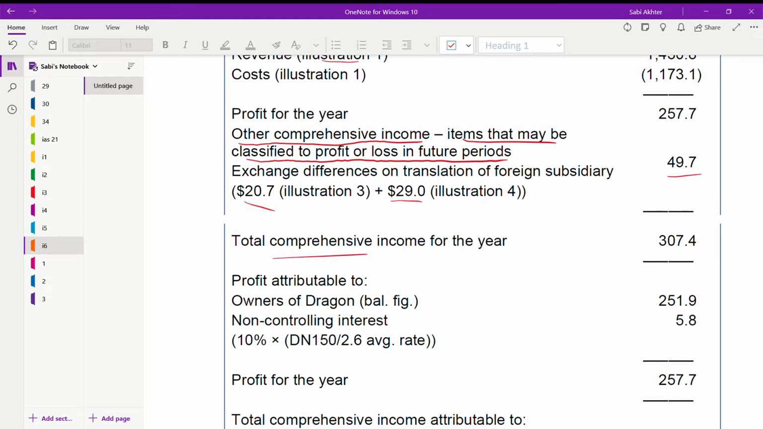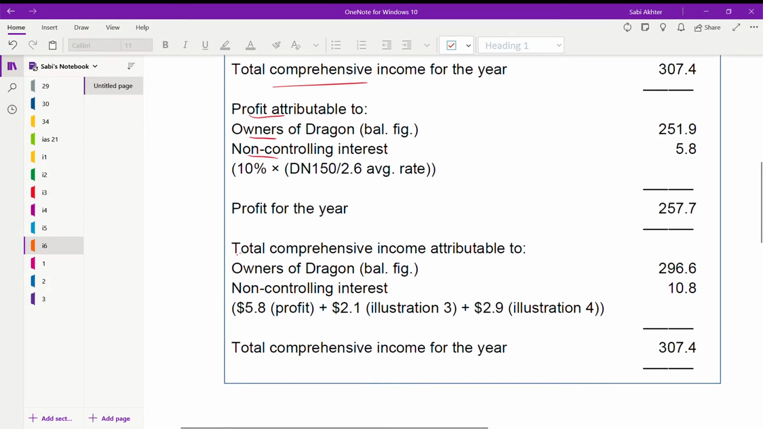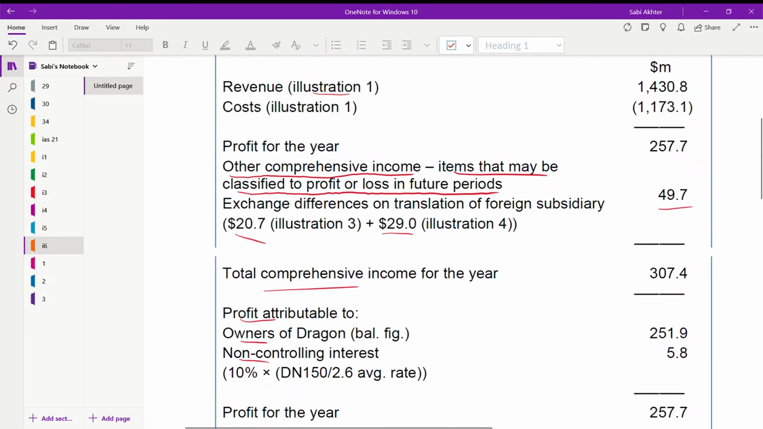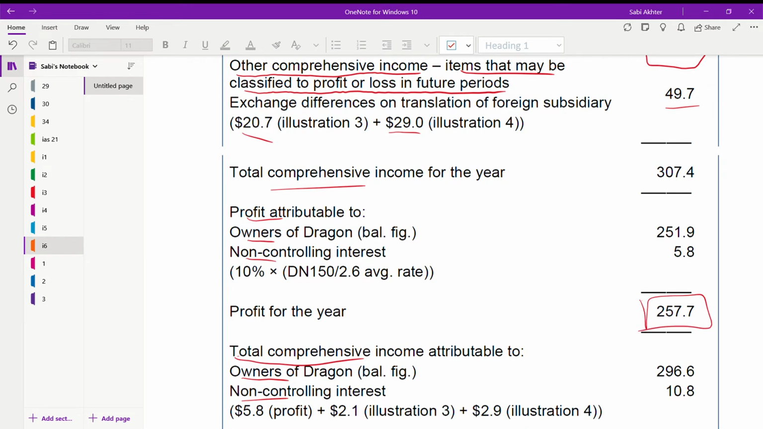After that, profit that will go to the owners and the NCI. Total comprehensive income that will go to the owners and the NCI. So for the profit, you are taking this 257.7. Okay, if you see here 257.7, this you have to take out. So for the NCI, see, owners is always the balancing figure, whether it is for total comprehensive income or the profit. You just have to work out the NCI part.